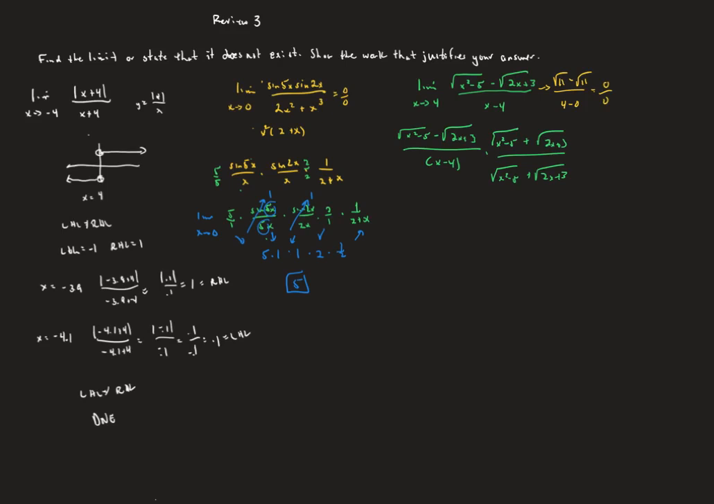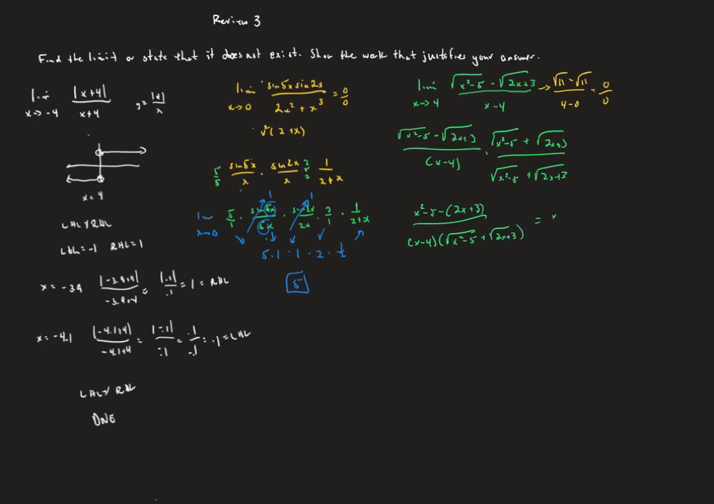So in the numerator, a minus b times a plus b is a squared minus b squared. So we're going to get x squared minus 5 minus the 2x plus 3. In the denominator, we're going to just be patient. Let that x minus 4 hang out, and we'll have our square root of x squared minus 5 plus the square root of 2x plus 3. That's just going to wait down there.